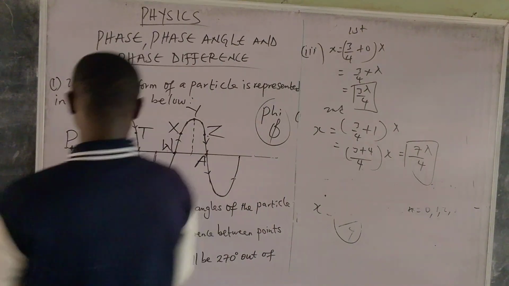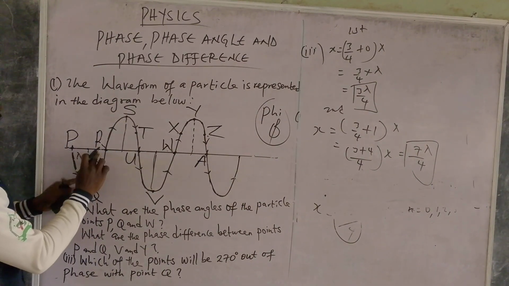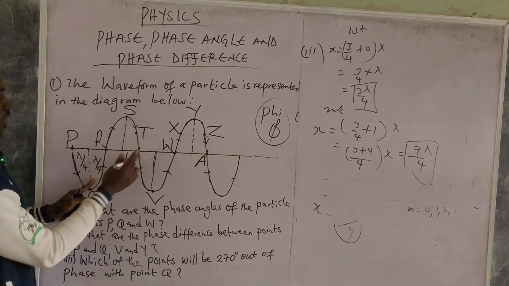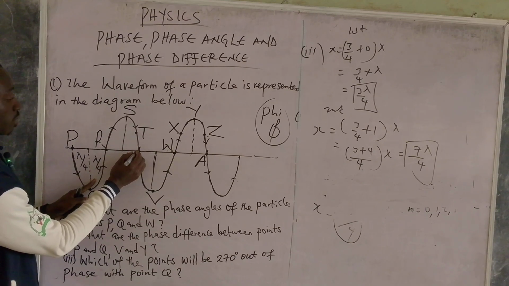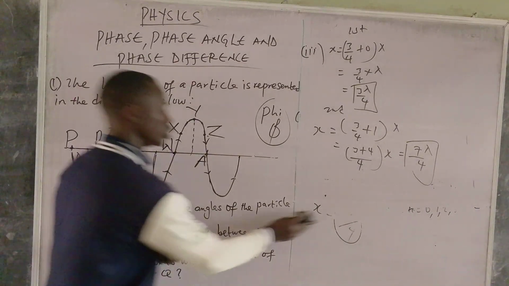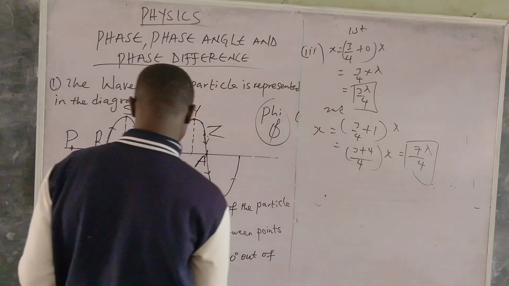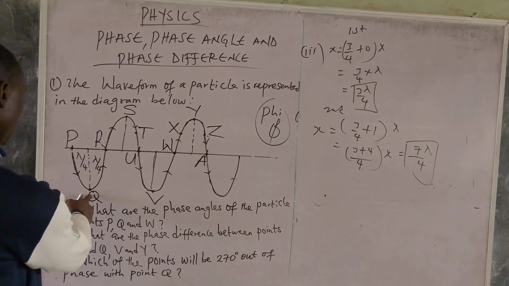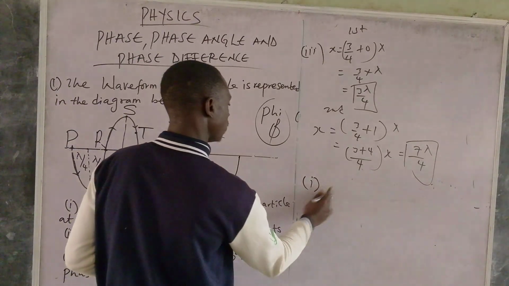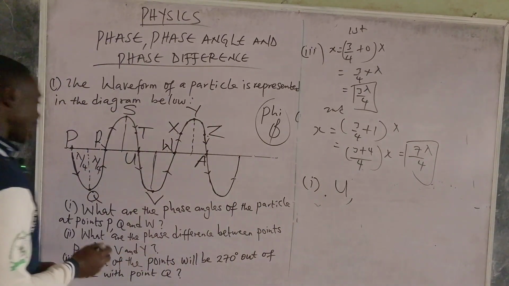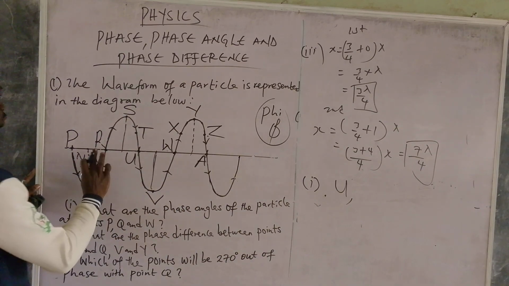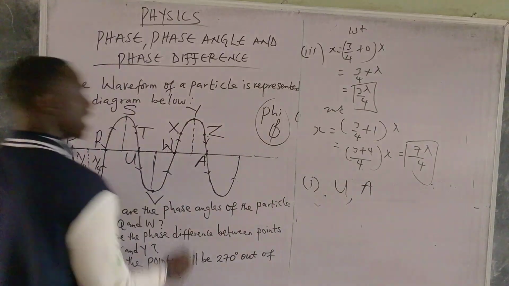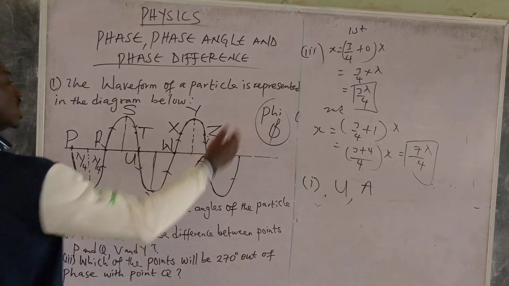So let's go. From point Q, this is lambda over 4, lambda over 4, lambda over 4. How many of them do we have? 1, 2, 3. So where do we have 3 lambda over 4? Point U. So the first point that is 270 degrees out of phase with point Q is point U. Then the other point is 7 lambda over 4. This one now, 1, 2, 3, 4, 5, 6, 7. That's point A.